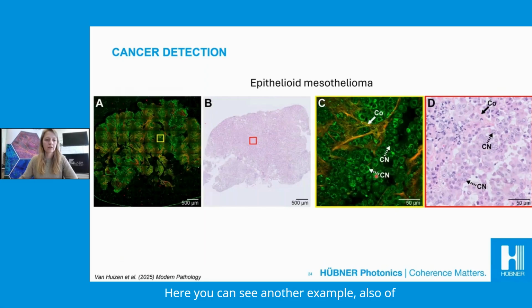Here you can see another example, also of lung tissue, actually from the pleura, so the outside of the lung. At the left side, you see how we can quickly make an overview image of the whole biopsy. This image is made within 3 minutes. And at the right side, you see a zoomed in image where you can clearly see that the cells are very different in size and shape. They sometimes even have 2 cell nuclei. They have the nucleoli inside again. So this again shows you clear features of cancer, which was in this case an epithelioid mesothelioma.